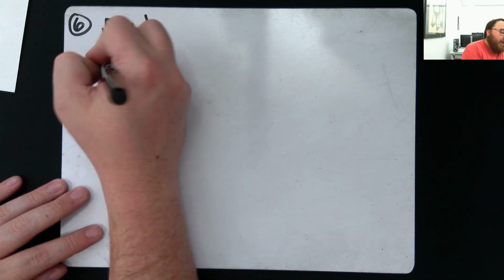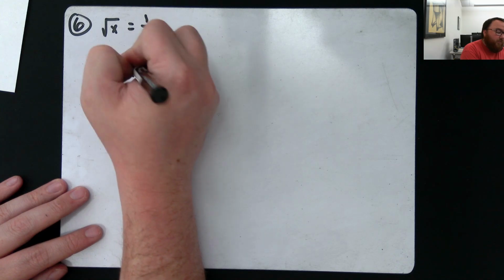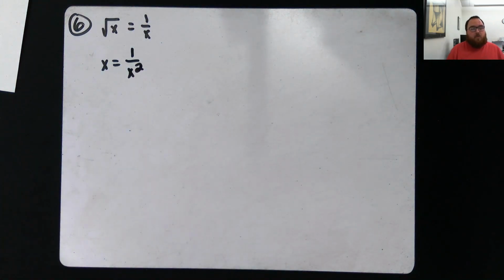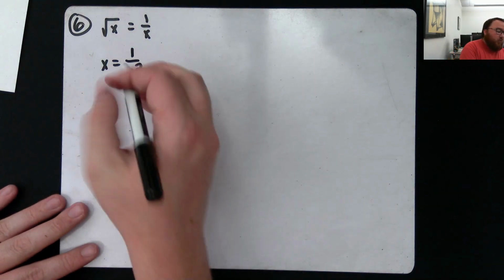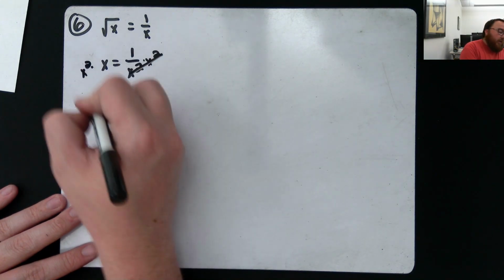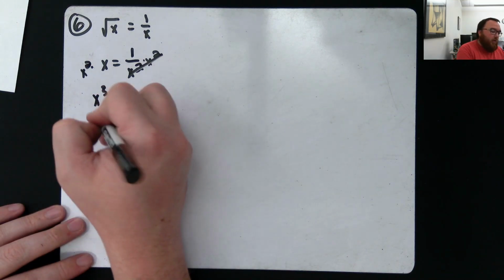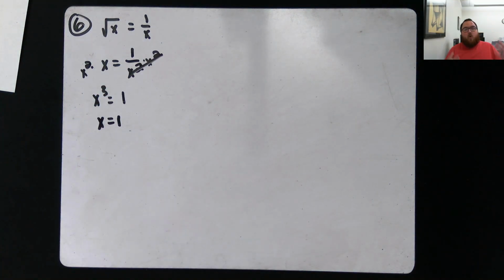Square root squared is just x, and 1 over x squared is 1 over x squared. Now I can multiply that by x squared. So multiplying by x squared will cancel out here. That gives us x cubed equals 1. Take the cube root of that, and you get x equals 1. So they only cross at x equal to 1.